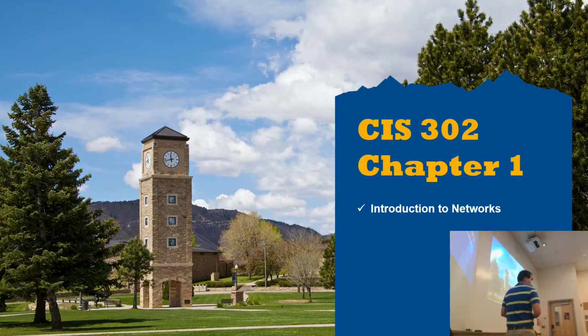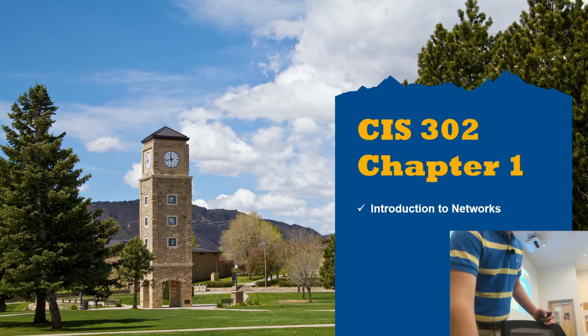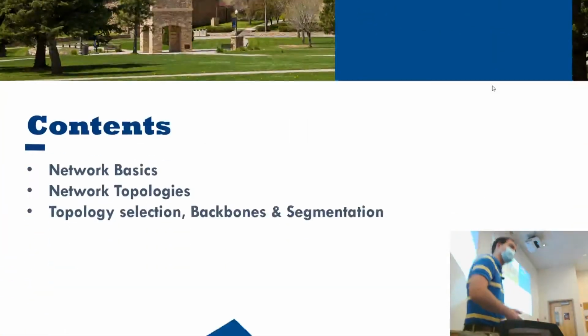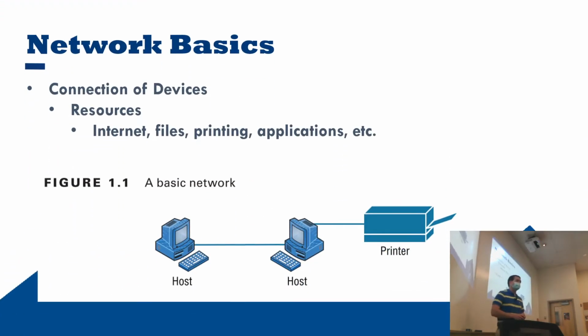All right, so today we're covering chapter 1, which is an introduction to networks. So the book starts off kind of basic. It's not going to stay basic for very long, but we'll first talk about networking basics. Then we'll talk about different topologies that you may see. And then we'll also talk about how to select each topology, some of the criteria. We'll discuss some of that, and also segmentation of network. Not going to go too much into that, but that's what we're covering today.